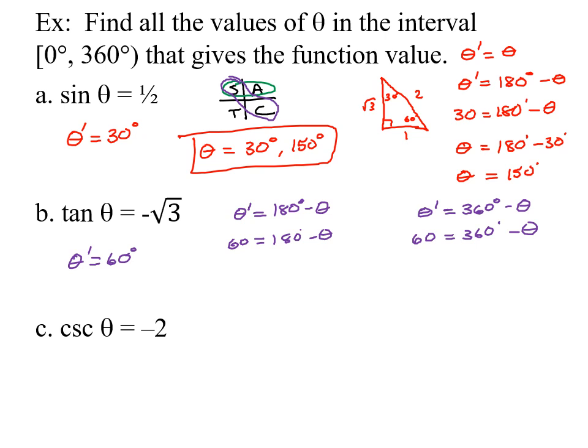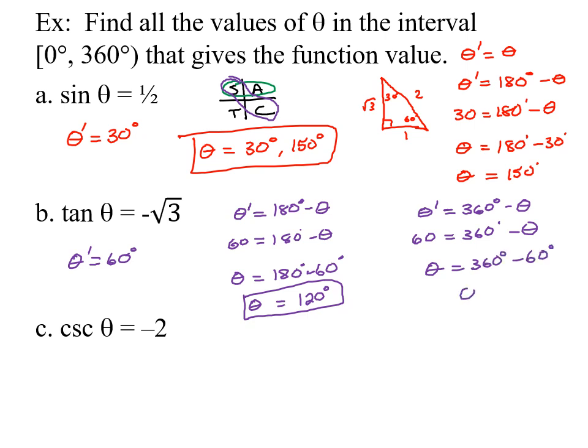And I'll let you all do most of the rearranging and such, but you'll end up with theta being 180 minus 60. So theta ends up being 120. So there's one of the angles. On the other one, you'll get that theta is 360 minus 60. So theta is 300. That's the other angle. And like I said, most of the time you're going to get two answers.